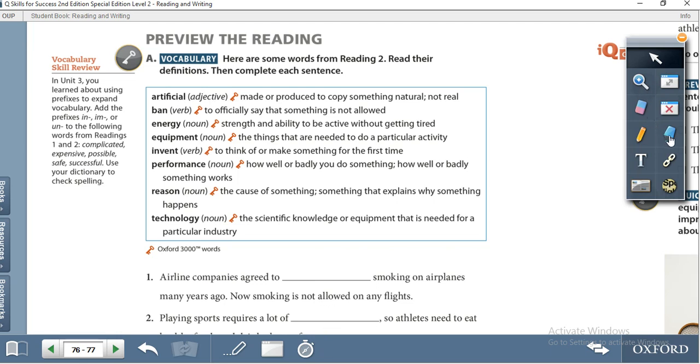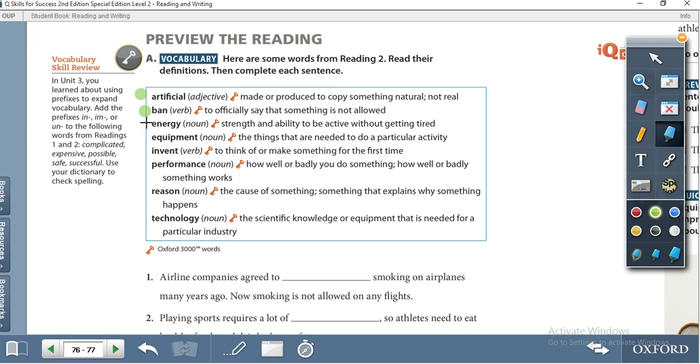Here, for example, number one is artificial. Artificial means not original, something is a copy, or something is fabricated. Then we have ban. Ban means to stop something, to officially say that something is not allowed. For example, during the corona threat, we were not allowed to go out. It is a ban to go out, to stay home.